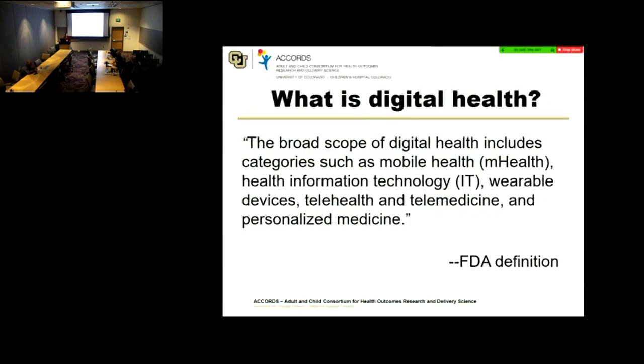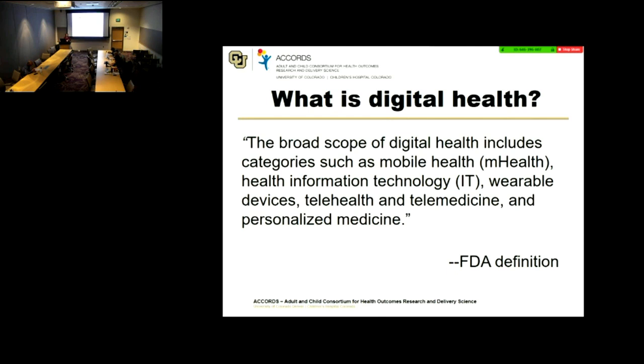I've referred to mobile and digital health as I started the introduction here, and the reason for that is that these terms are beginning to be used more interchangeably. So to understand that, we have to look at what is digital health exactly. The broad scope of digital health as it's currently being considered, and including by the FDA, includes mobile health, but it also touches on health IT, it touches on wearable devices, which are also very tightly tied to mobile health, telehealth and telemedicine, and also personalized medicine.